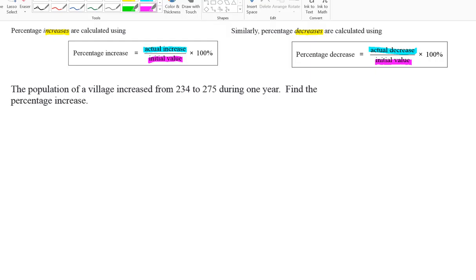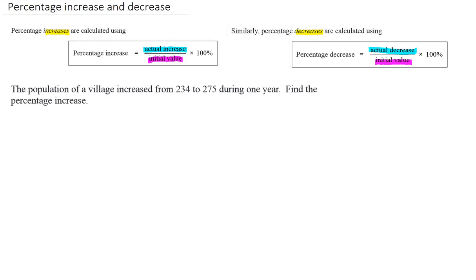It may seem a bit difficult, but let me show you an example. You'll see it's really not that difficult. For example, the population of a village increased from 234 to 275 during 1 year. Find the percentage increase. Okay, so what is your actual increase in this case? Well, that's going to be the difference between your original number and your new number. That's 275 minus 234, which is 41. So the population actually increased by 41 people.